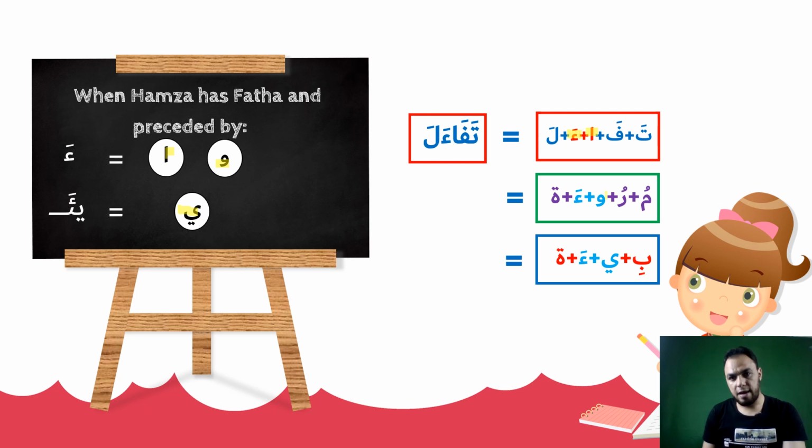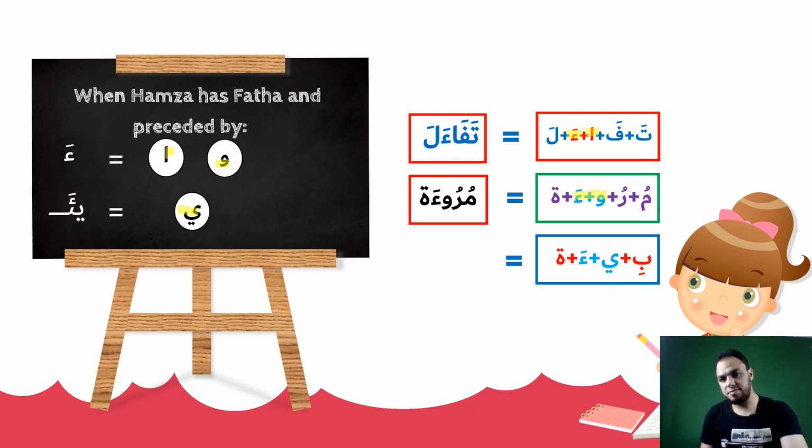The second example, look here. We have the letter waw and the letter Hamza. Hamza has fatha and is preceded by the letter waw. So it will be like this. مروءة. And the last example, we have the letter ya here and the letter Hamza, and Hamza has fatha and was preceded by the letter ya. So it will be like that one.